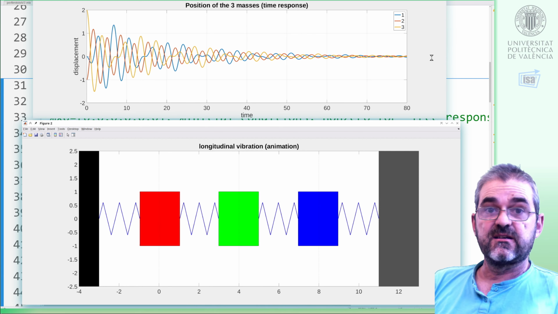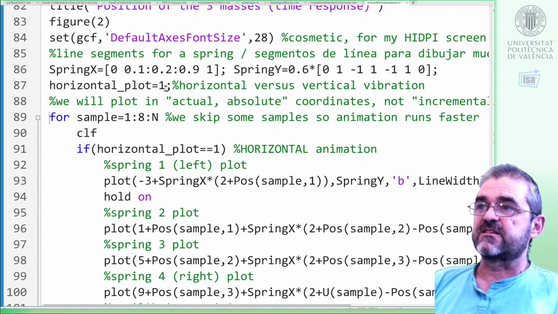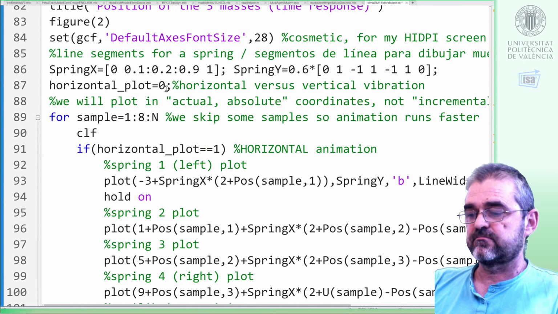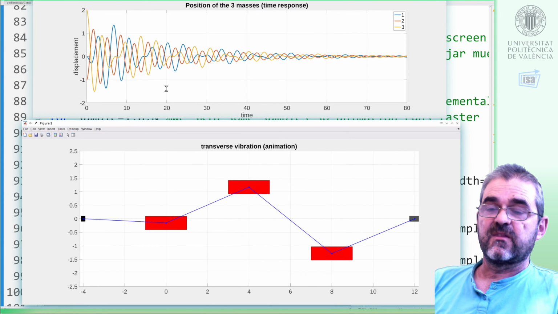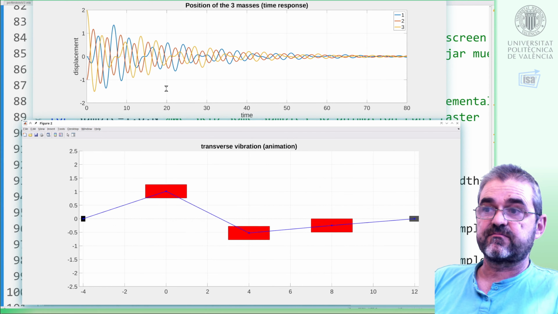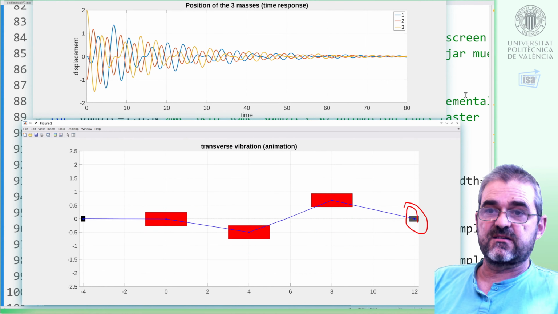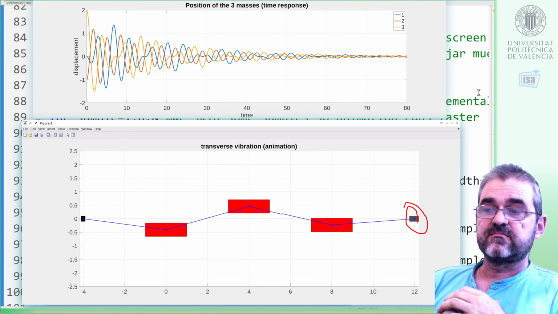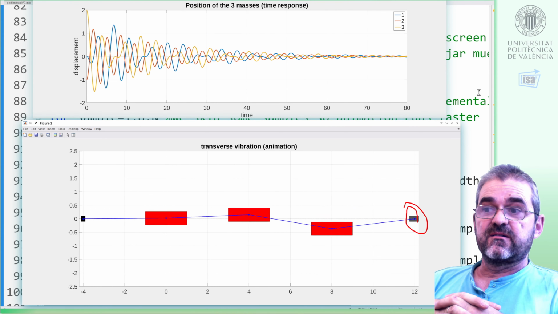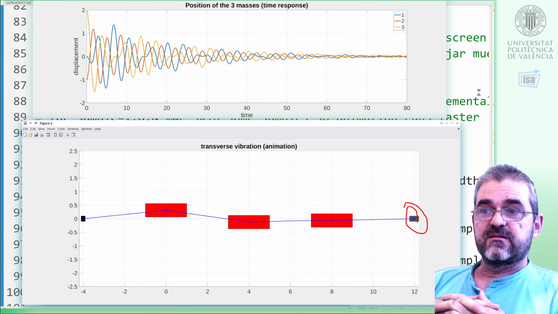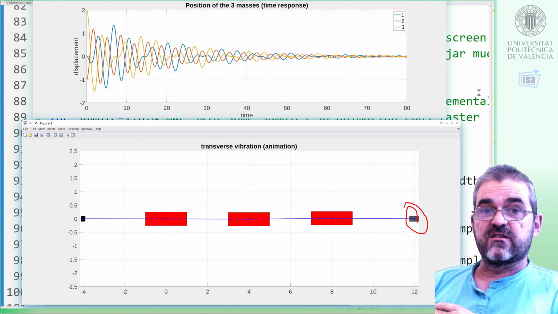The same simulation data can be used for an animation of a transverse vibration. If I set horizontal plot here equal to 0 and I execute again. So let's see. Here the upper figure is exactly the same. And the transverse vibration, look, the input is not moving, it's free response, and the movement gets closer and closer to 0 until it stops if we leave it simulating for long enough.